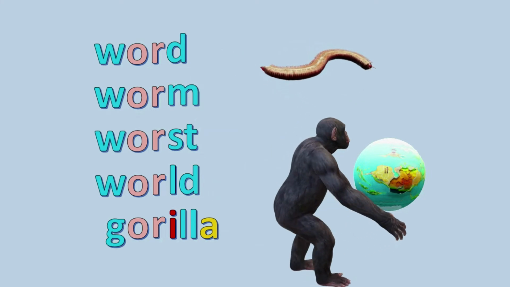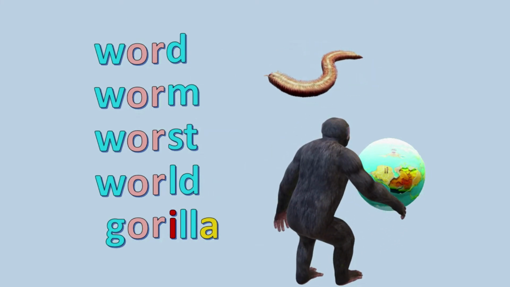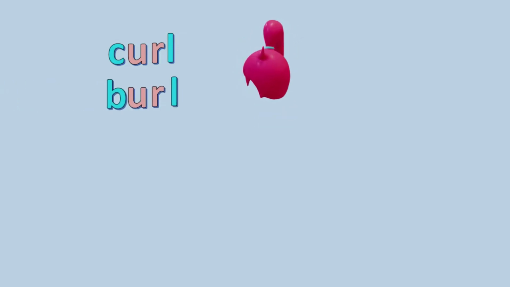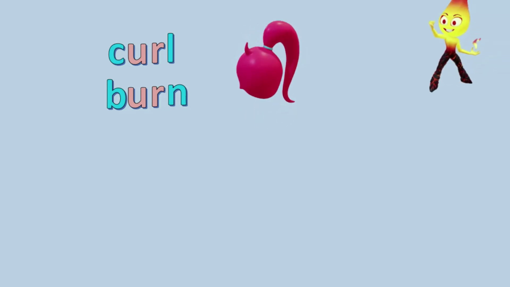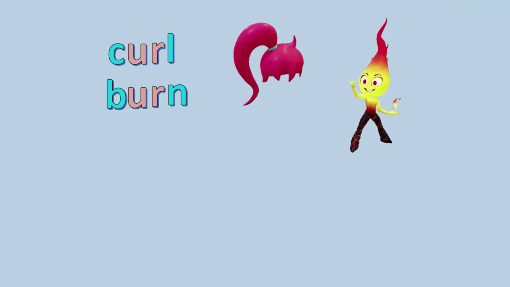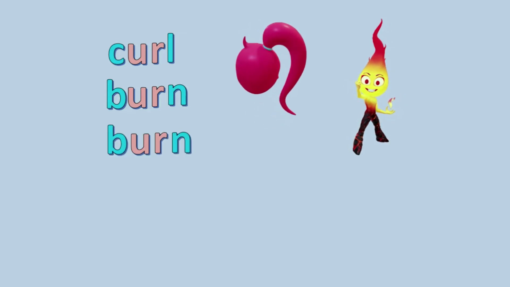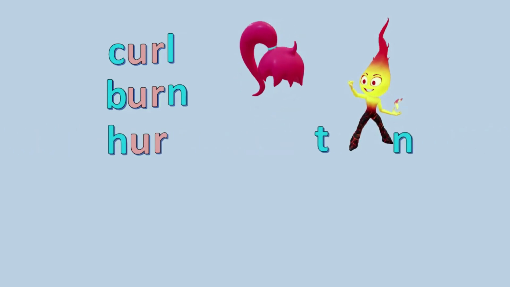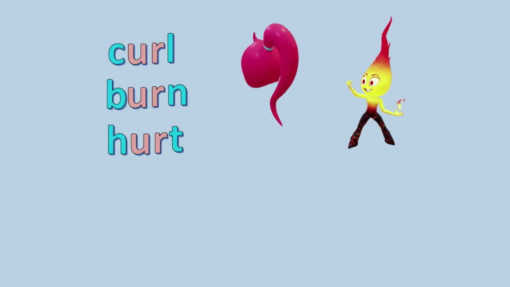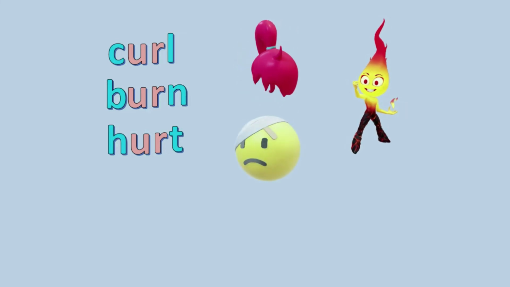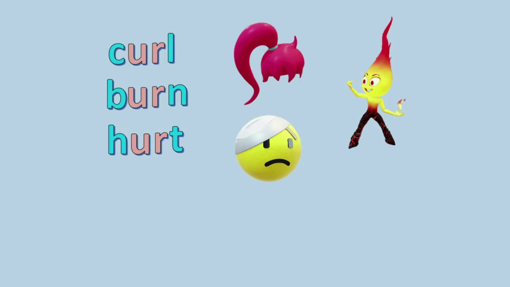Another way to spell the sound is to use a U with the R. Here's curl. It has three sounds. Switch the C for a B and switch the L for an N. And the word is burn. Now switch the B for an H and the N for a T. These sounds are hurt, and this word is hurt.